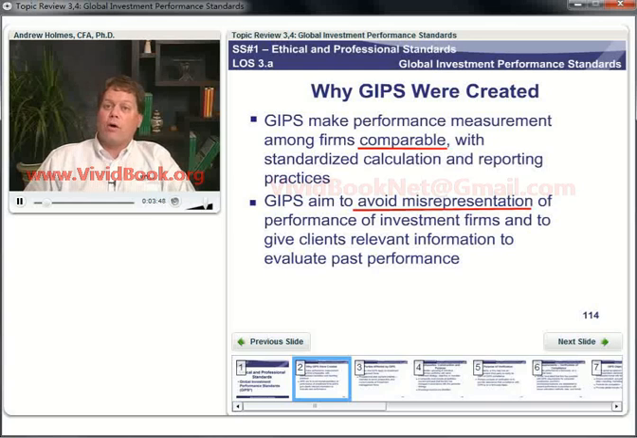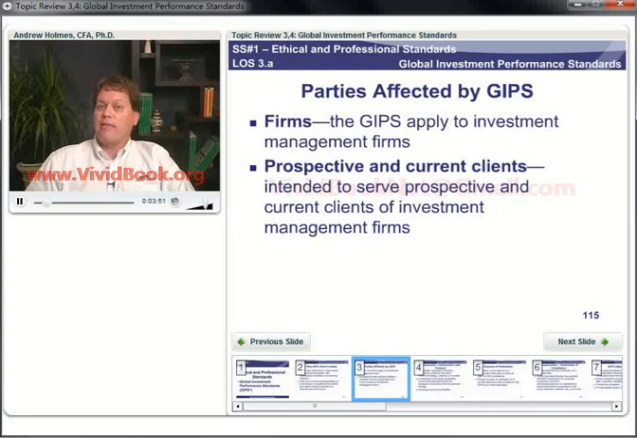So if this is what we've created GIPS to do, who is impacted by that? So who is impacted by GIPS? Well, two parties primarily. One of those is going to be the firms. So the firms, this is the firms that are actually making the performance presentation. So they're saying, look, we've managed money in the past. Here have been the results. Well, the firm that is GIPS compliant will be the one that complies with the material that we're going over now. The real reason behind this, of course, is to be able to deal fairly with clients and prospective clients so that they can have the information that they need to make good decisions.